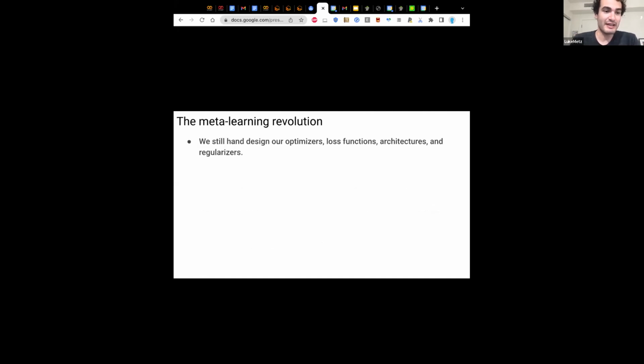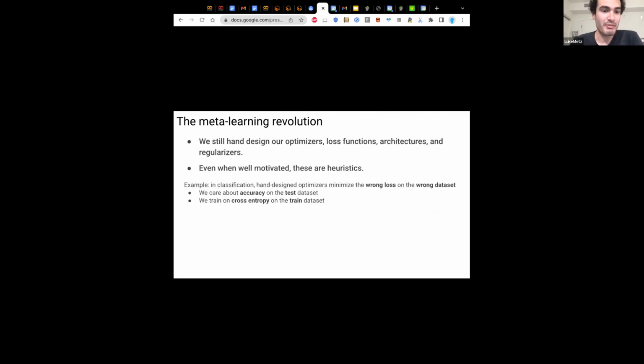We think a similar thing is going on right now with respect to meta learning. We still design our optimizers, our loss functions, our architectures, and our regularizers. And even when these things are well motivated, at the end of the day, they're heuristics. So for example, in image classification, we're often optimizing the wrong loss on the wrong data set. What we actually care about is accuracy on some test data set, but what we train on is cross-entropy loss on some training data set. And these are sort of not the same thing.